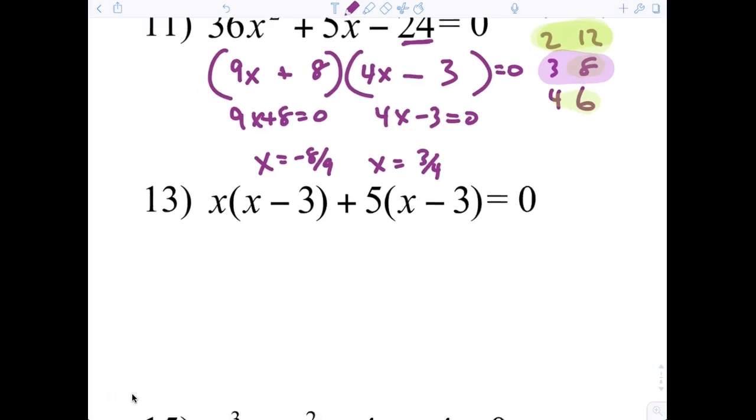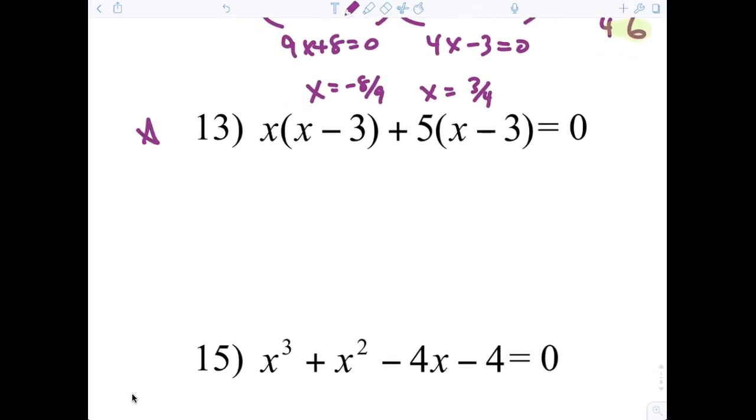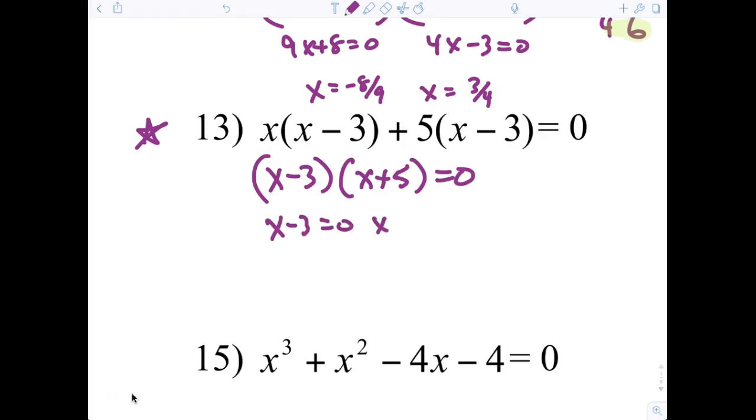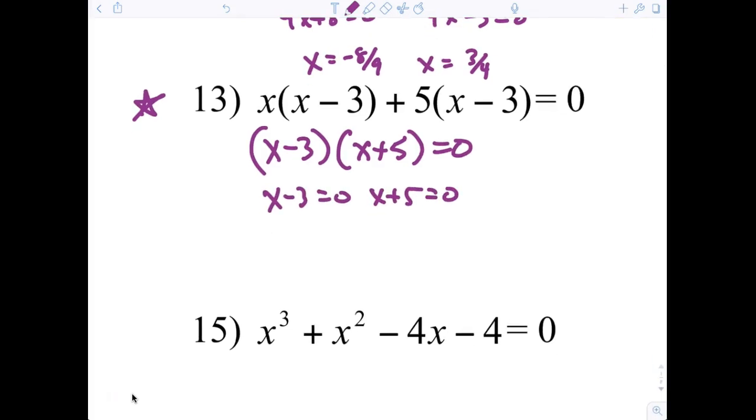All right, let's put a star by number 13. You have to factor that. What do I have to pull out? Good job. X minus 3, what's left behind? So is it already factored now? Yes. So now it's just x minus 3 equals 0 and x plus 5 equals 0. So x can equal 3 or negative 5. Do you know what you're doing? Yes. All right, you have to tell me now. Come on. Okay.